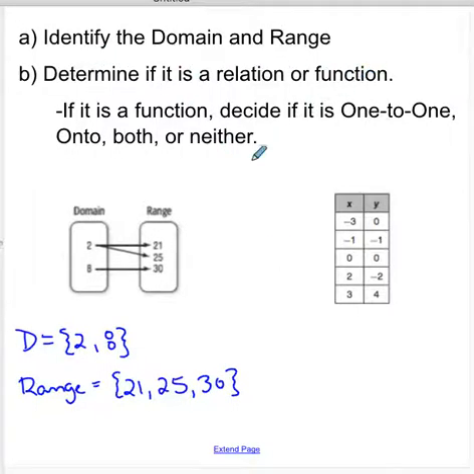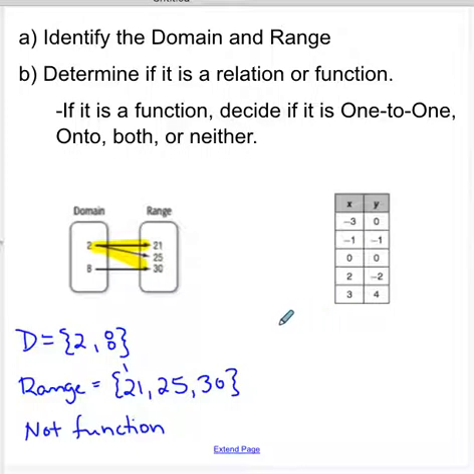Now I'm going to try to figure out if this is a function or not. So I'm going to take a look at my input values and make sure that each input maps to one output. And here in this very first instance, I notice that 2 is like a train on 2 tracks here. Sometimes 2 goes to 21 and sometimes 2 goes to 25. So that is not a function. Okay. So since it's not a function, I don't need to go on and determine if it's one-to-one, onto, both, or neither because it's not a function. Great, so I'll look at the second one.